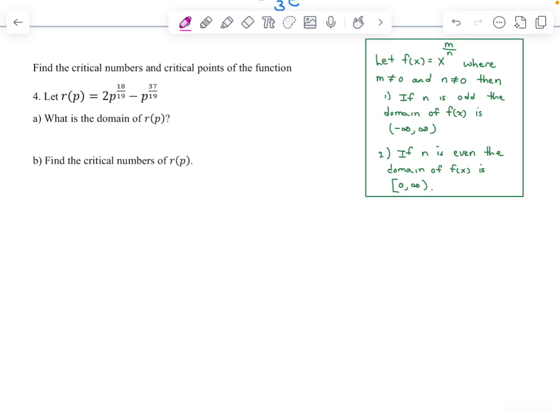Hello class, in this video I'll be showing you how to find the critical numbers and critical points of a function. Let's begin. In example 4, we would like to find the critical numbers and critical points of the function r of p.